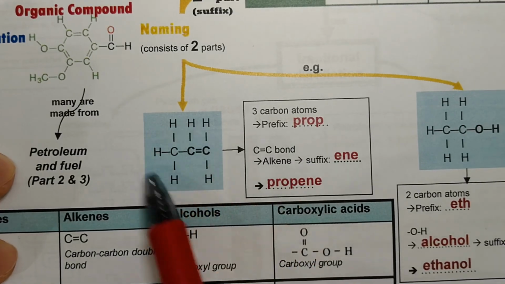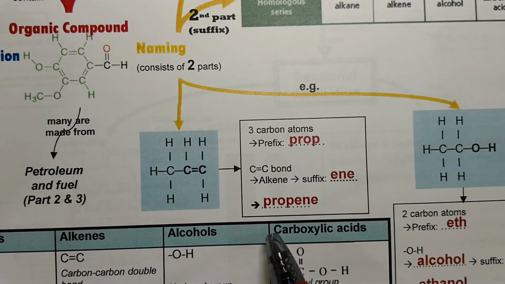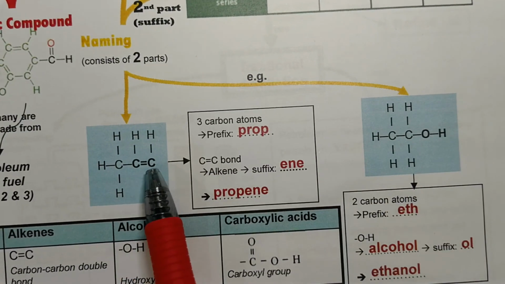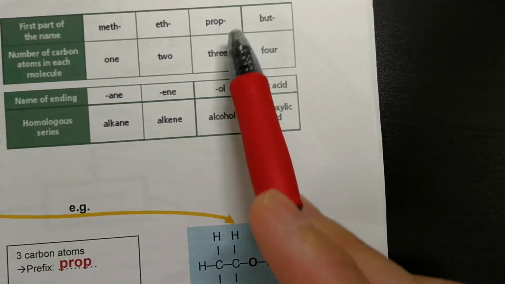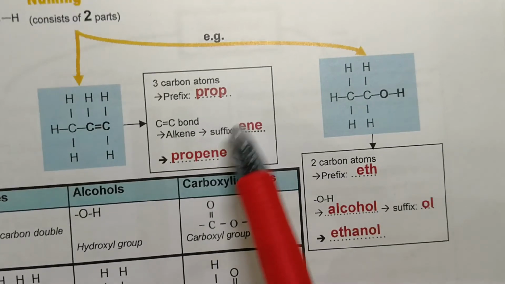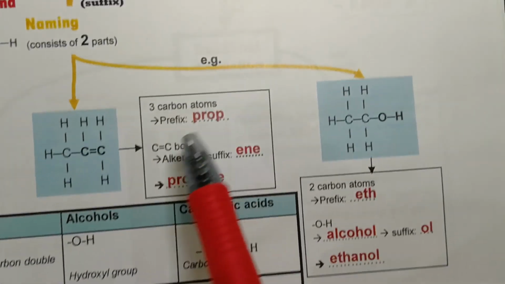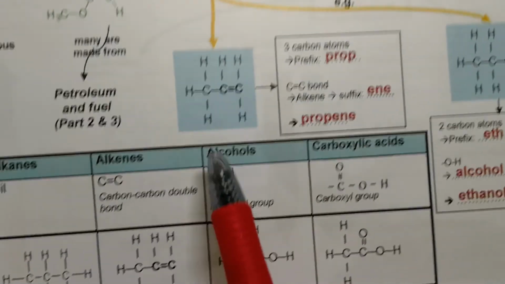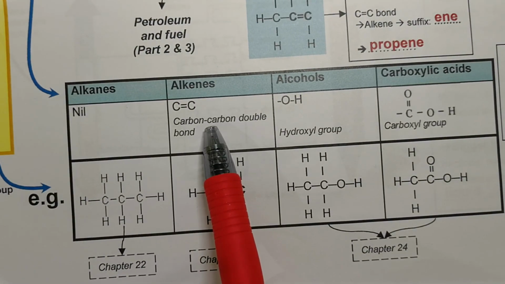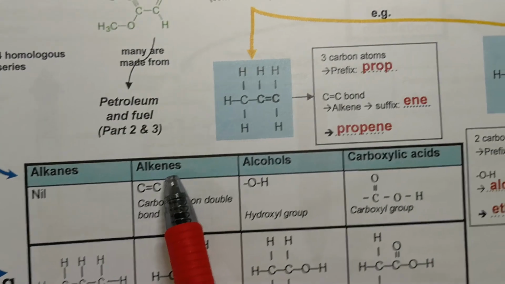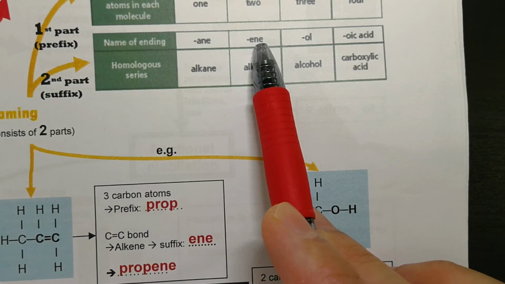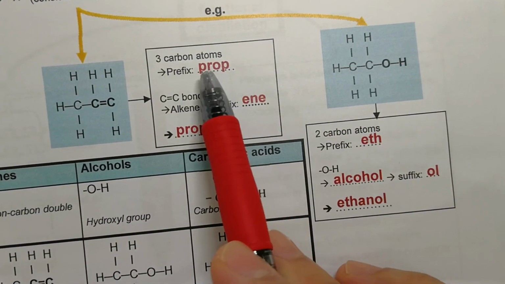So let's name this organic compound. First part, you have to count the number of carbon atoms. How many carbon atoms are there? Three carbon atoms, so the first part of the name, the prefix, is prop. The second part of the name depends on the homologous series. Over here you can see a carbon-carbon double bond. The carbon-carbon double bond is the functional group for alkene. So the homologous series is alkene, and the suffix, the second part of the name, must be ene. That is why it is propene.